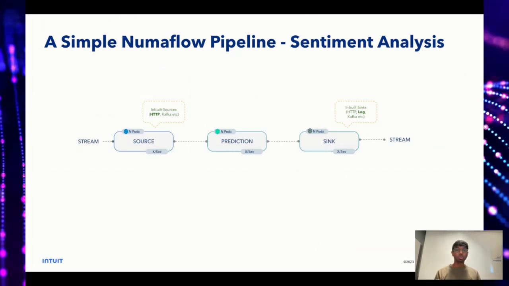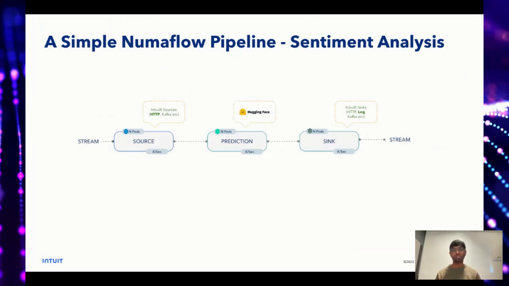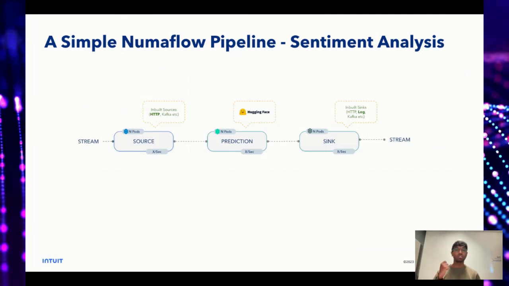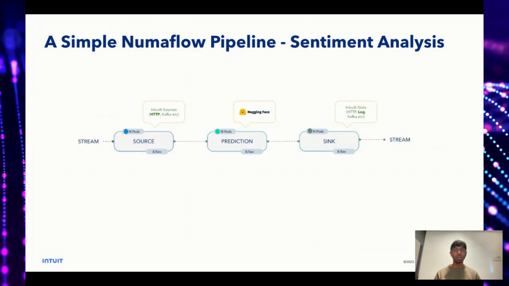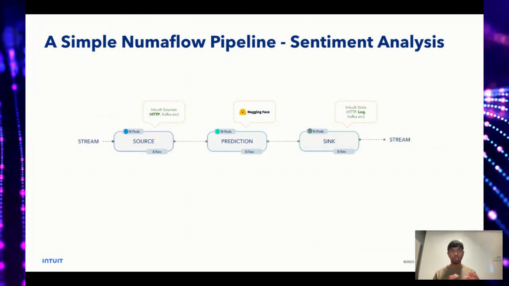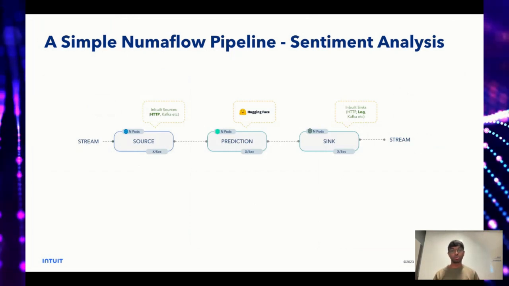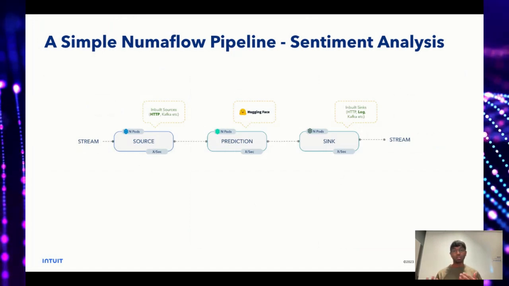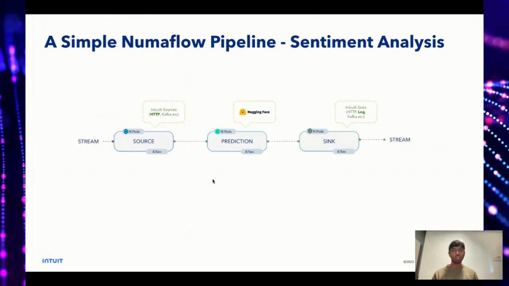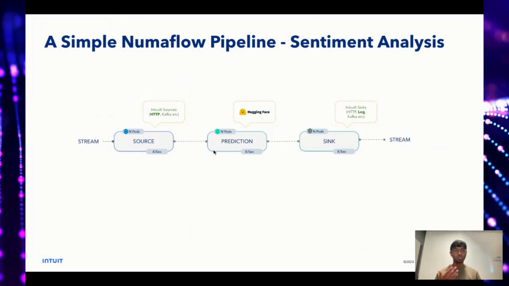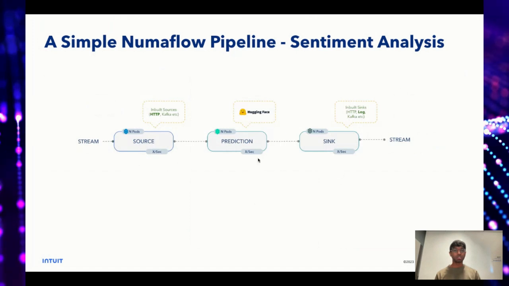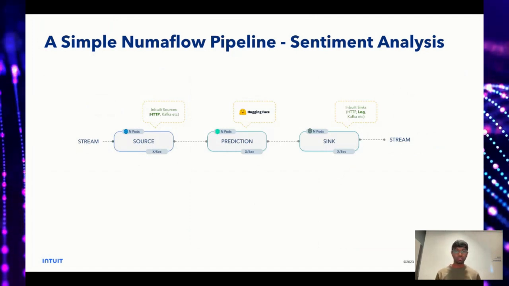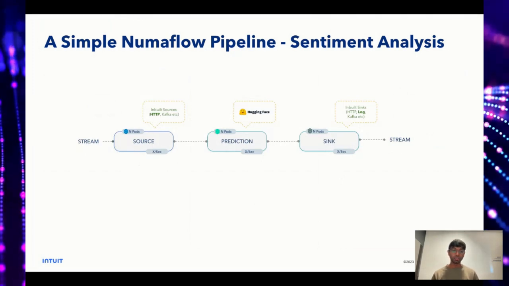For this example, I'm just going to use a Hugging Face model that is already available for sentiment analysis. So I just receive events through an HTTP source, do a sentiment analysis, and then just pass it on. In the next couple of slides, I'll show you where, as an ML team, or an ML engineer, or anyone, you would be focusing only on your prediction step where you serve your model and not worry about your sources and sinks. That is the operational complexity that we alleviate for your ML teams primarily.